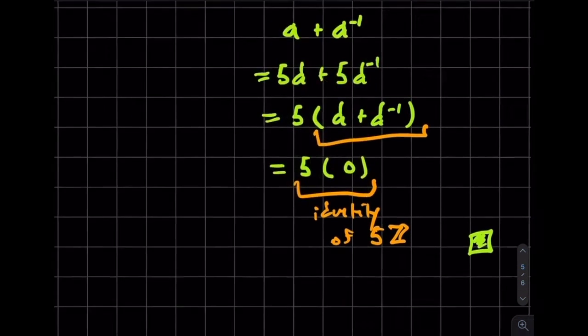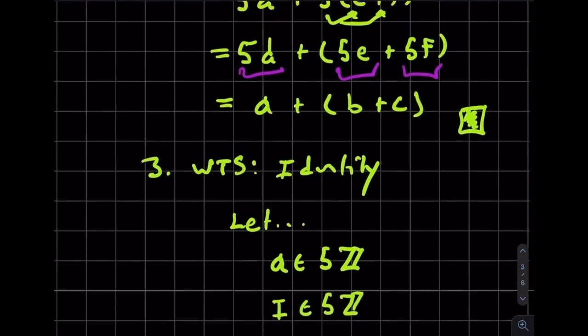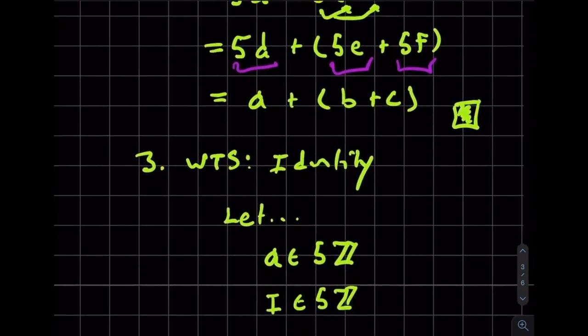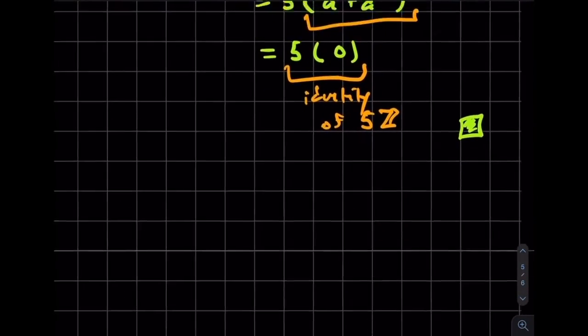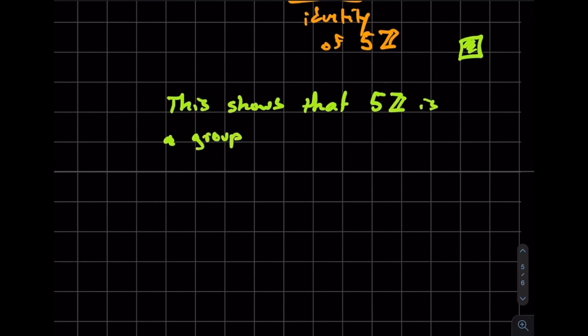And now that we showed all 4 of these things, so we showed closure, we showed associativity, identity, and then we showed inverses. Okay, and then all we have left is to just reiterate. This shows that 5Z is a group under addition. Okay, and then at the end here, we'll write one more box just to show that the proof as a whole is completed.